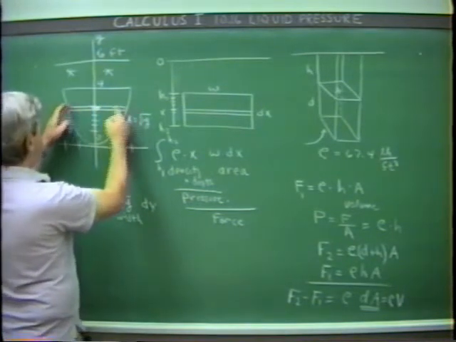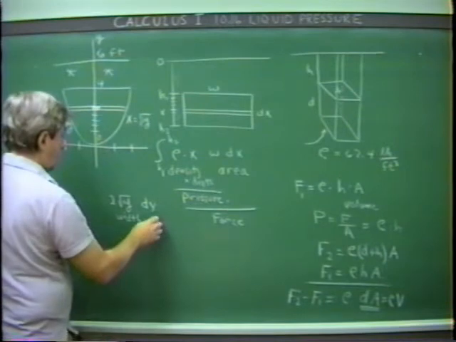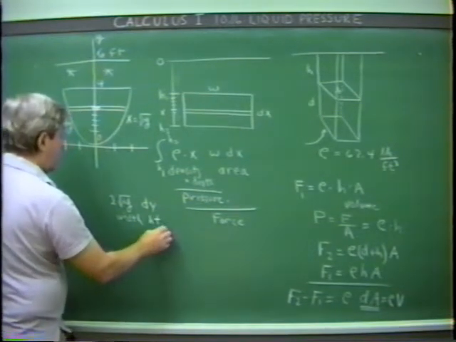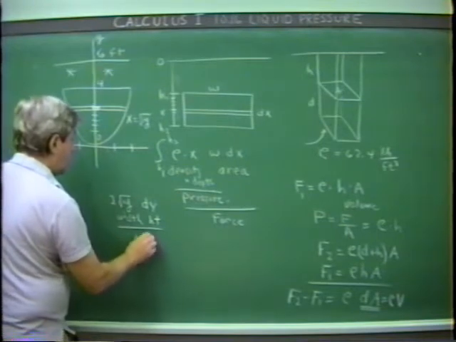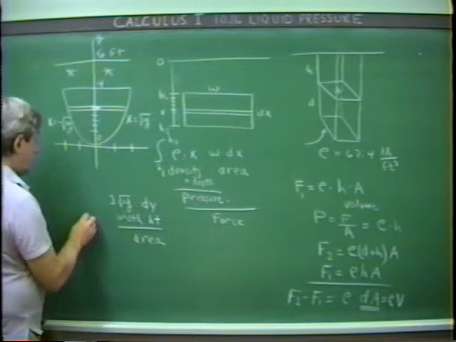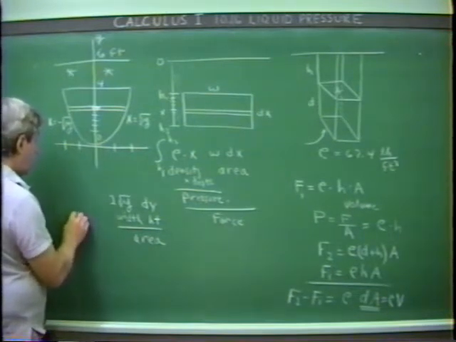Right? dy, that's the width of this piece. dy is the thickness. So width times height. Right? This is going to give you the area.